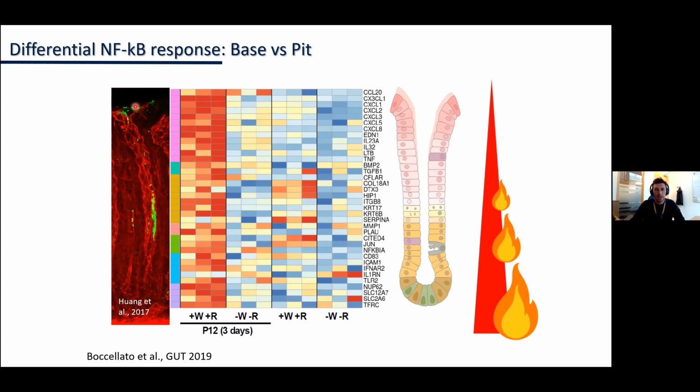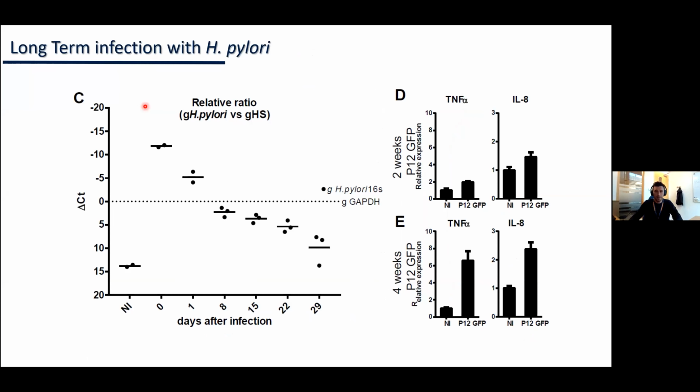And this makes sense because 50% of the human population has Helicobacter in their stomach. Well, we don't see gastritis in 50% of the population. So as long as it stays here on the lumen of the stomach, probably inflammation doesn't start. Another interesting experiment that we've done is to follow the infection over time.